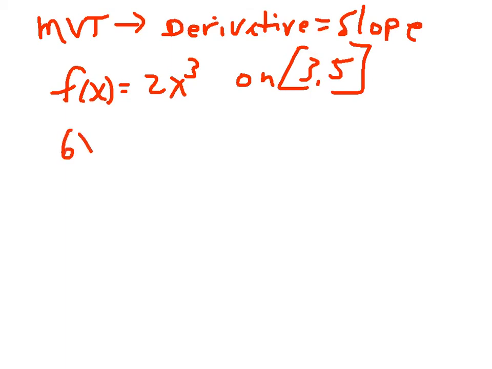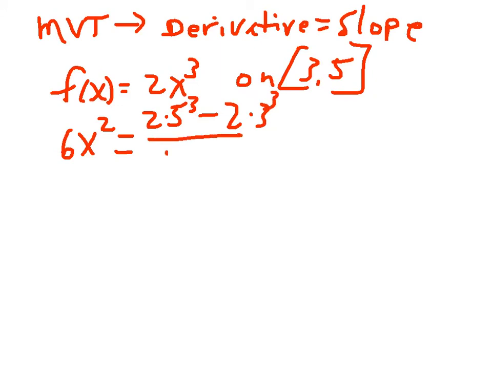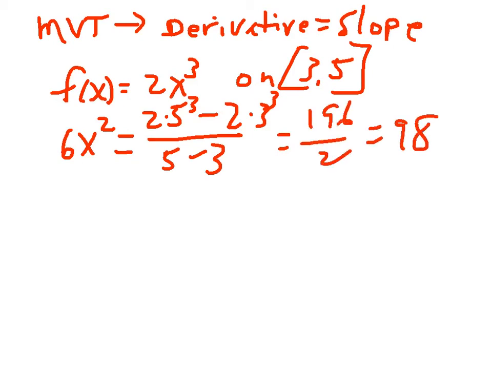Remember, the derivative equals the slope. So the derivative of this is 6x squared equals, I'm going to plug 5 into this equation, that's y2, minus, I'm going to plug 3 into this equation, over the difference in x's. In this case, this becomes 196 over 2, which is 98. So if I solve 6x squared equals 98, I get x squared equals 16.3 repeating.